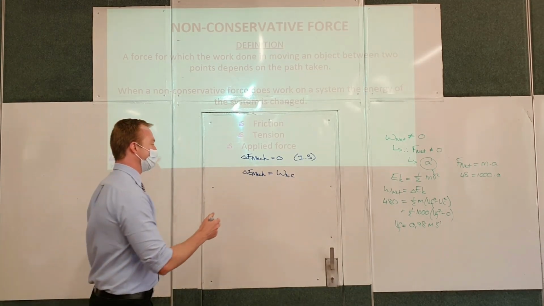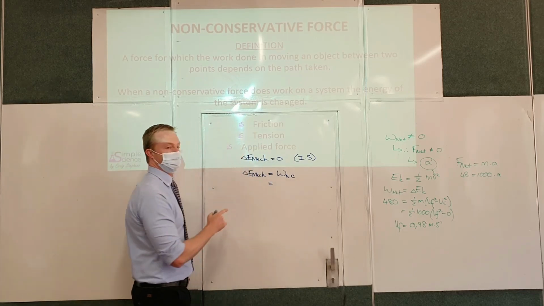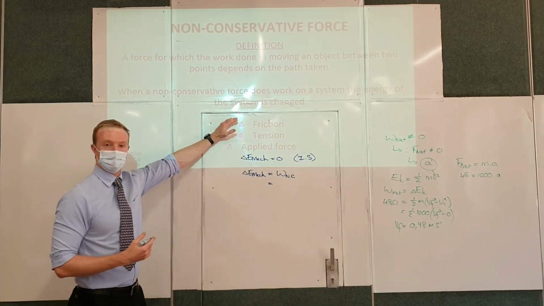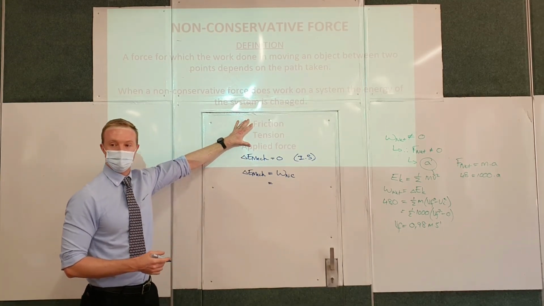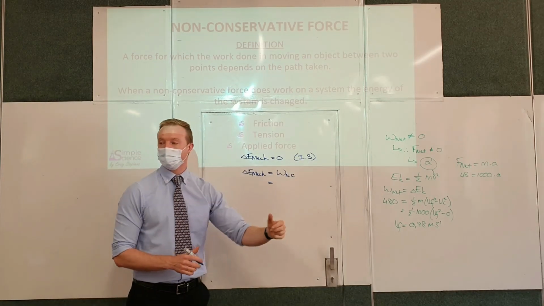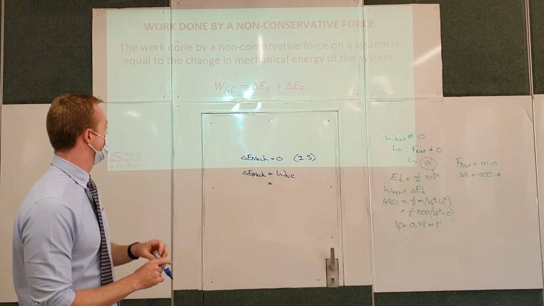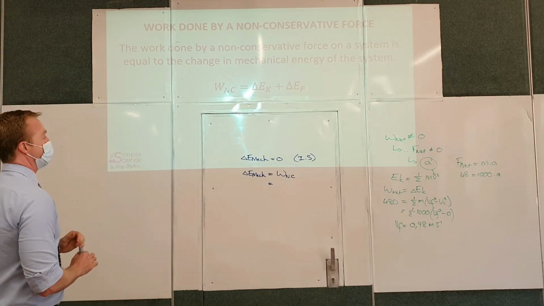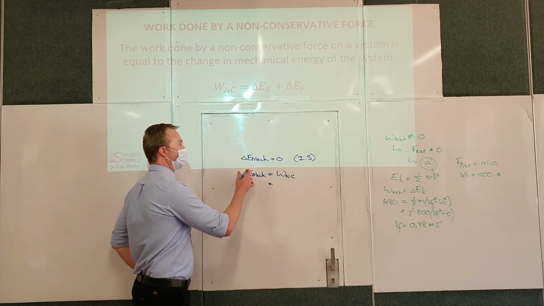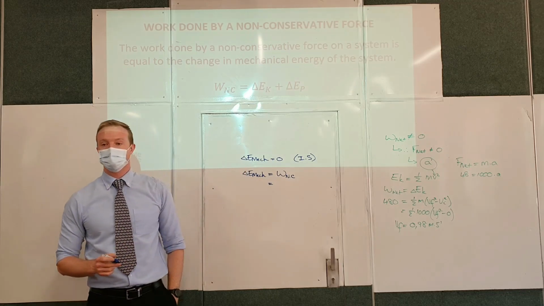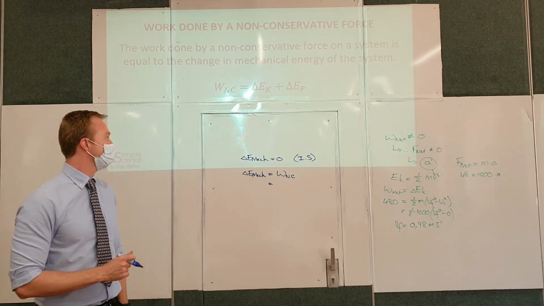A common mistake here is that we tend to see, oh, friction's there, so it must be the work done by friction, whereas if there's friction and an applied force, it is the combination of those non-conservative forces. Right, and that is called the work done by a non-conservative force, where that is equal to our change in the object's kinetic and potential energy.